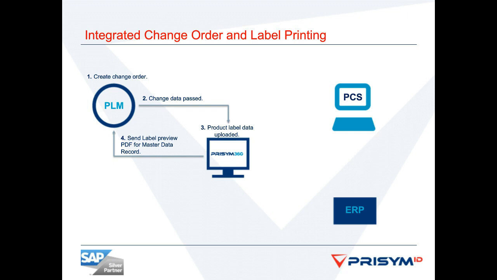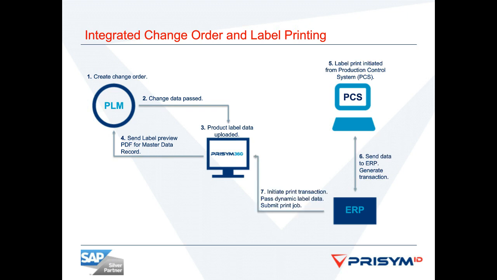Now, moving on to the right-hand side of the screen, which is basically the printing part. And the printing part is, as we talked about earlier, there are 3 systems which are involved: the production control system, the ERP, the SAP system, and the Prism 360 system. Once the product is ready to be manufactured, whether it's a work order, process order, or whatever order, the order is created in SAP, and that becomes the input to the PCS system.